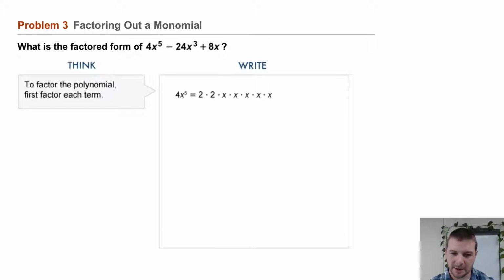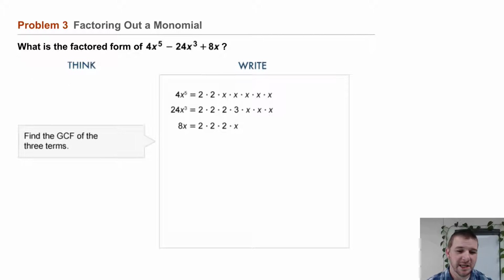And what we might write: 4x to the fifth, in its factored form, is 2 times 2 times x times x times x times x times x. 24x cubed, similarly, is 2 times 2 times 2 times 3 times x times x times x. And finally, 8x is 2 times 2 times 2 times x.